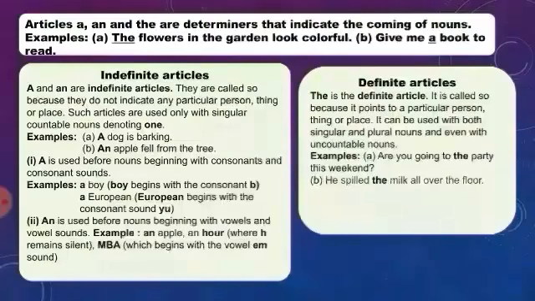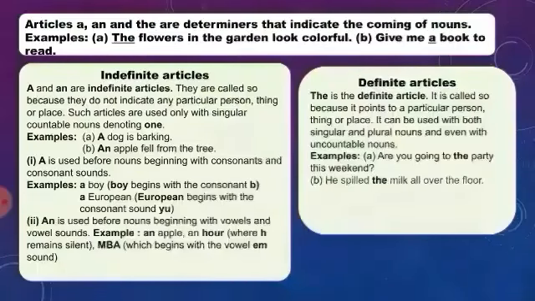So students, sound is very important. You can say the word and check the first letter of that word, which sound is there. For example, a boy. So B, that is the sound, so we will use a. A European, first letter is a vowel, but what is the sound? U. So that's why we will use here a European.